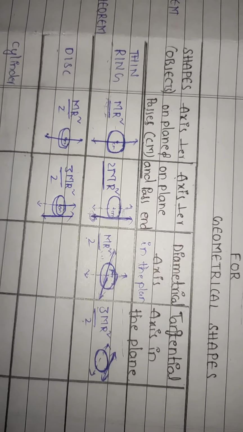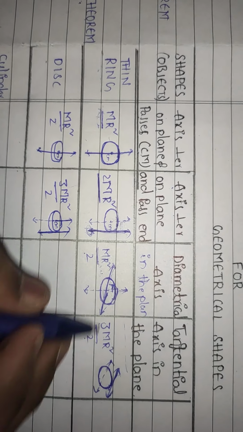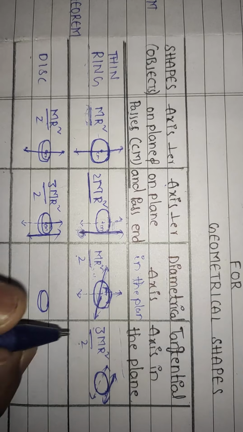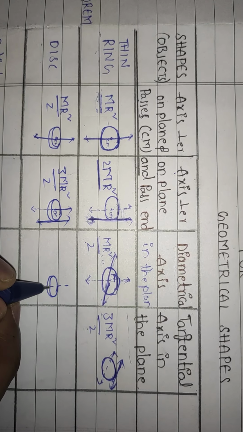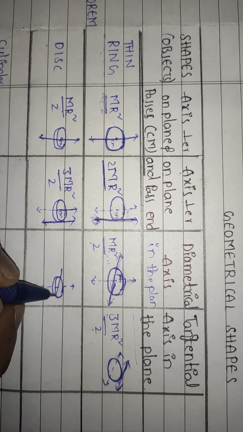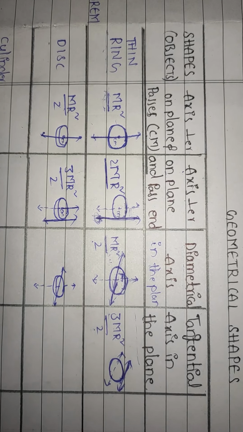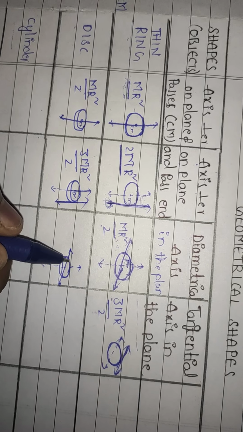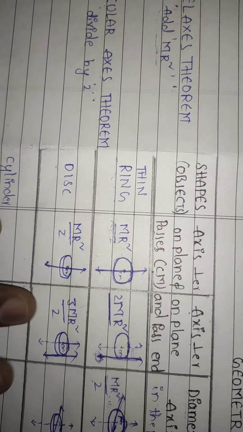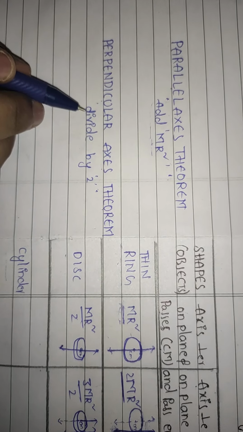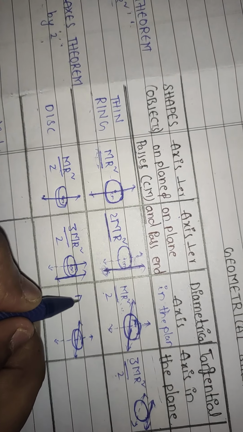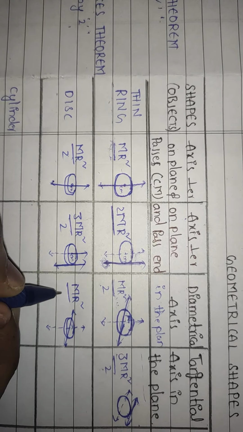Okay. Now diametrical axis in the plane. What is diametrical axis? The diagram will be like this. Take the first axis as dotted line. Now diametrical axis means passes through diameter. Now these two are perpendicular, right? Now we have to apply perpendicular axis theorem. Divide by 2, the first one is divided by 2, then it will become mr square by 4.